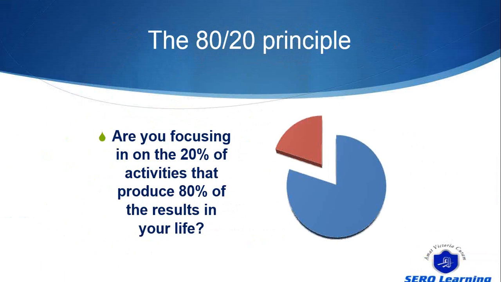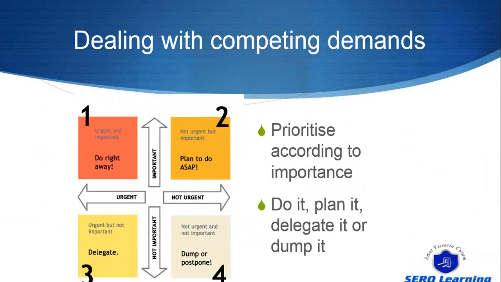The 80-20 principle is about focusing on the 20% of activities that produce 80% of the results. It's called the Pareto principle, but most people call it the 80-20 rule, the law of the vital few. It states that for many events, roughly 80% of the effects come from 20% of the causes. If you look at anything you're doing, you'll generally find 80% of the sales results come from 20% of salespeople. 80% of your sales come from 20% of your clients.